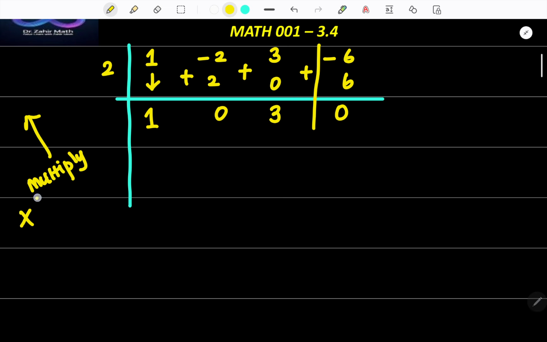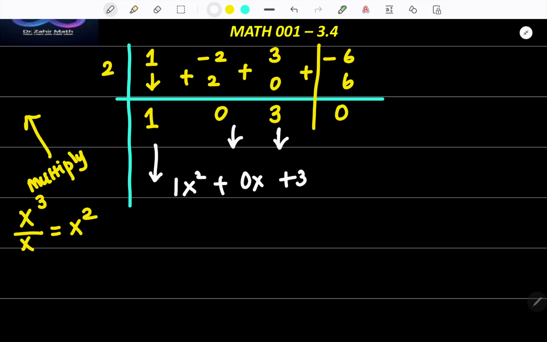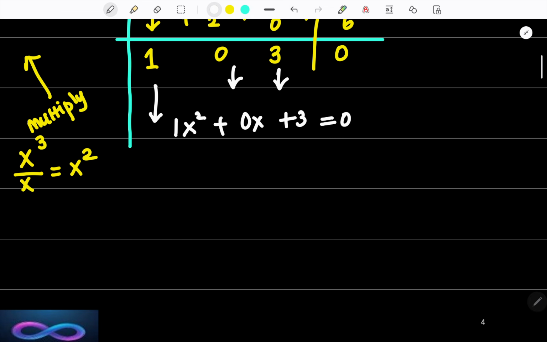Now I started with x cube. I divide by 1x. So my output is what? X square. Output means what? The answer. So I have to start this one with x square: 1x square plus 0x plus 3 equal to 0. Now you can use the calculator directly.